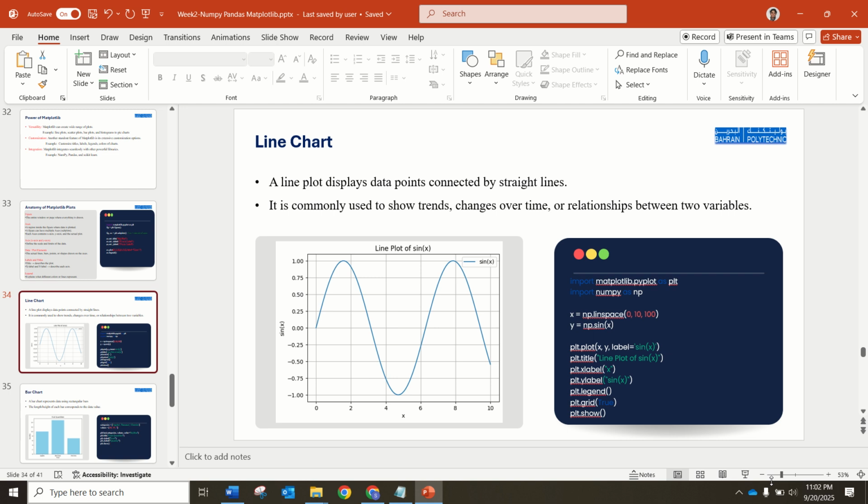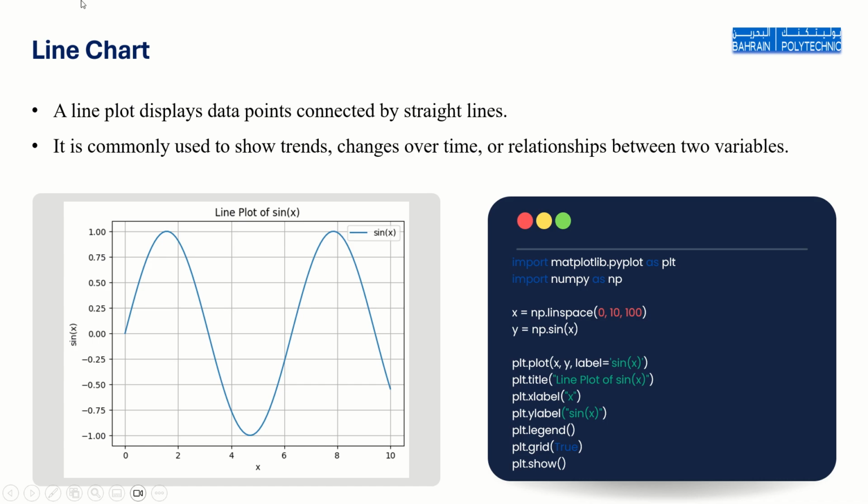Then comes the first chart, the line chart. So when are we going to use the line chart? A line chart is nothing but a display of data points connected by straight lines. And what do we normally use it for? We use it for trends, the changes over time, the relationship between the variables, etc.